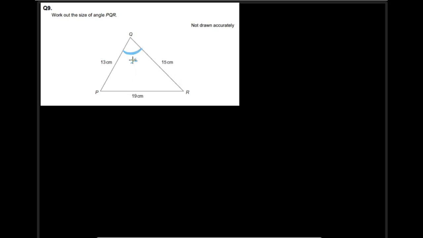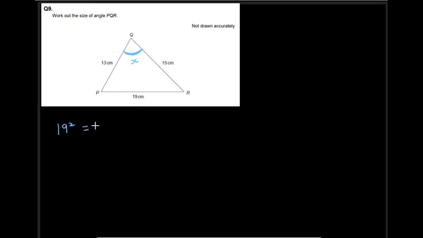All right, so this is the angle here. What's the side opposite the angle? PR, which is 19 cm. So that will be the subject of the formula. So we have 19 squared equals 13 squared plus 15 squared minus 2 times 13 times 15 times cos x.